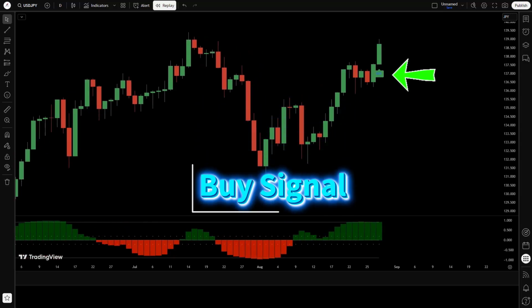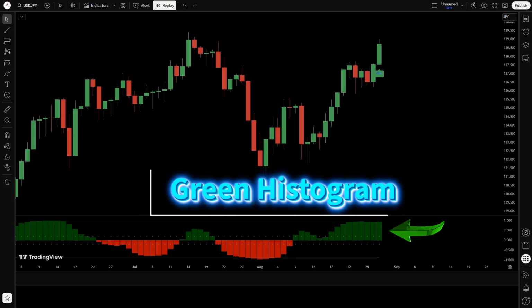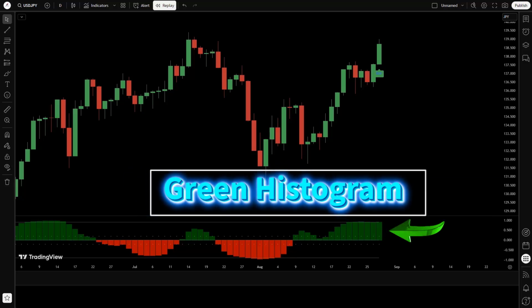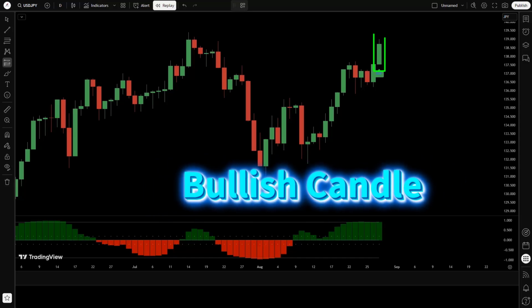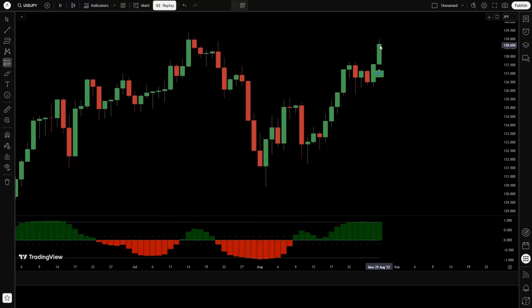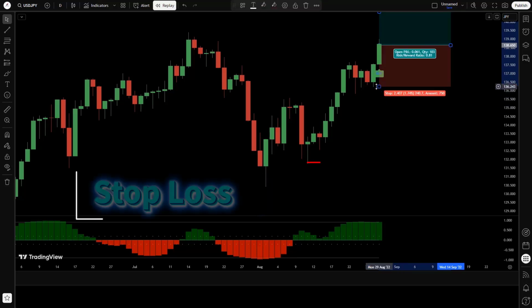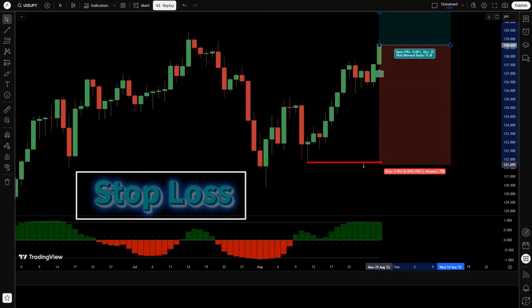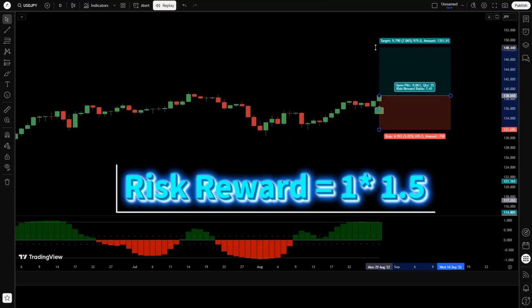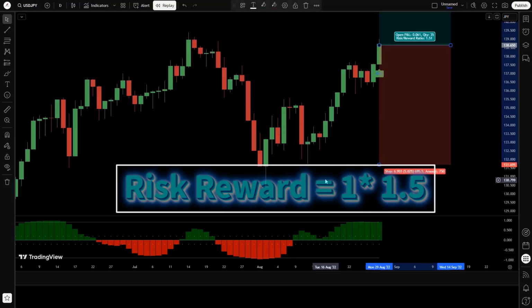When the Algo Trend Supertrend EMA indicator has given a buy signal, the Premier RSI Oscillator indicator has created a green histogram. And the market creates a bullish candle, so if all these conditions are met, then we have to take a buy order. And our stop loss should be placed at the previous low of the market. And the risk-reward ratio will be 1:1.5.